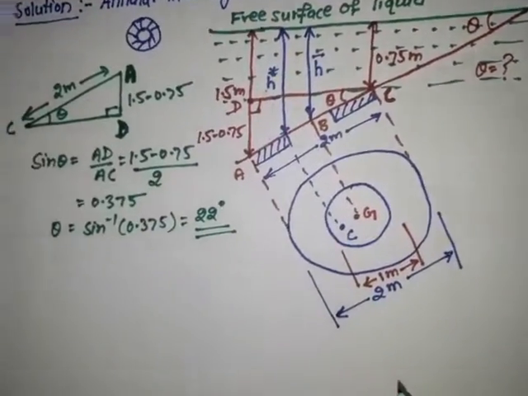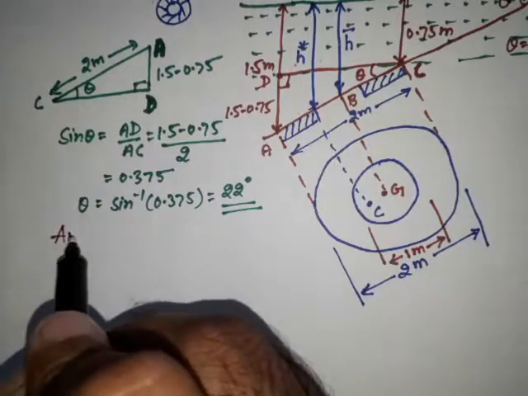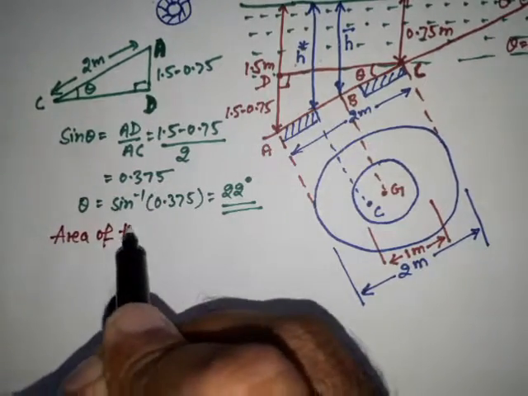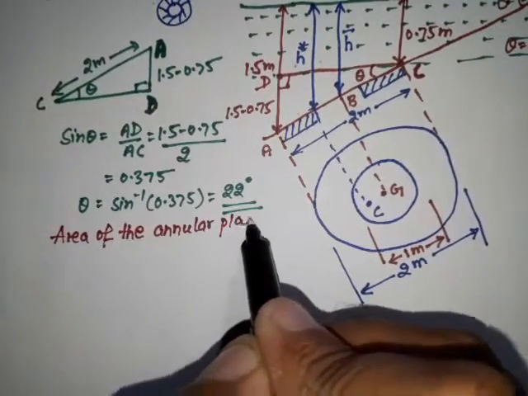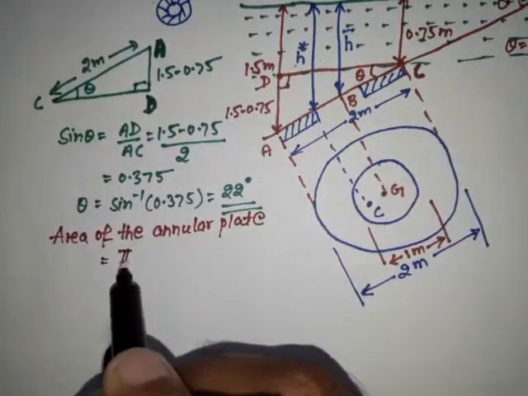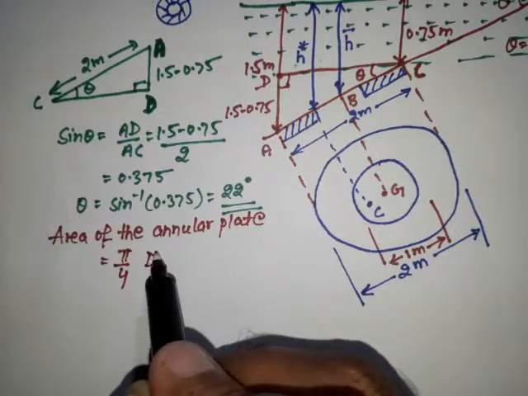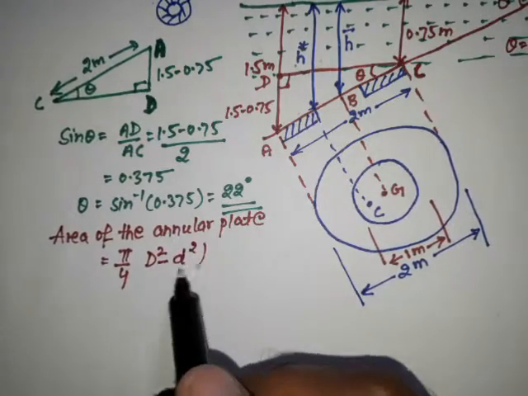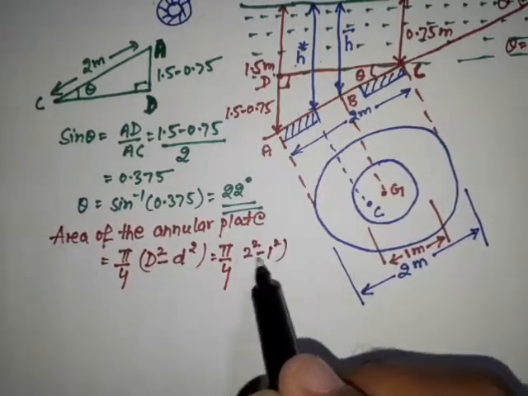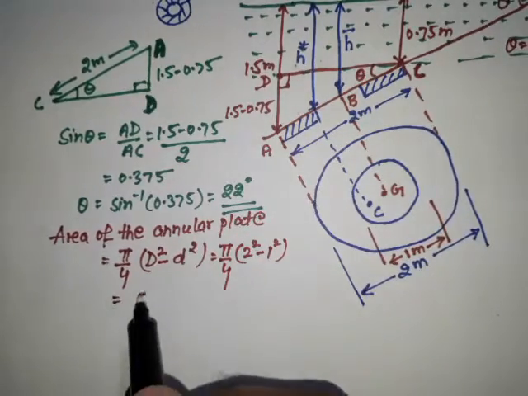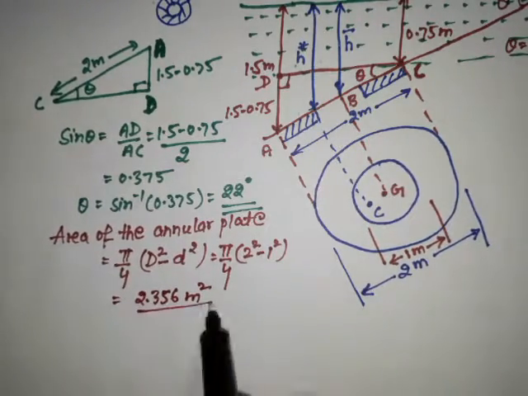So here we can see the value of theta is 22 degree. So now we try to find out the area of the plate. Area of the annular plate is equal to pi by 4. Its external diameter, suppose it is capital D, internal diameter, that is small d. So that is pi by 4, 2 square minus 1 square, and this is equal to 2.356 meter square after calculation.